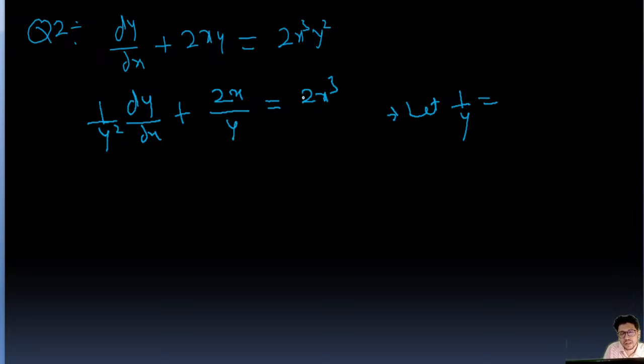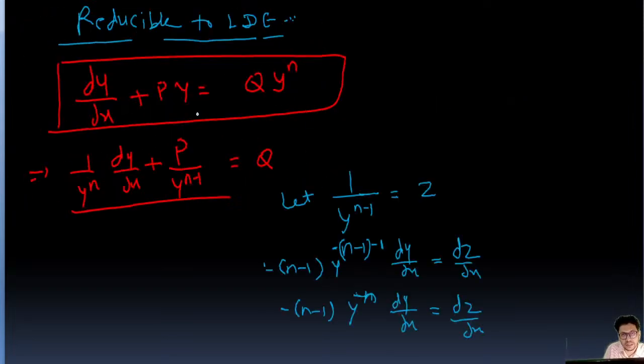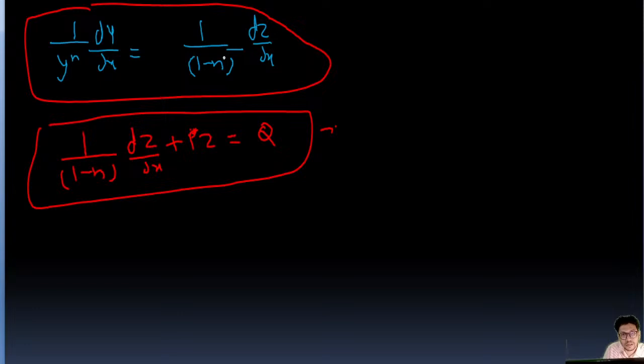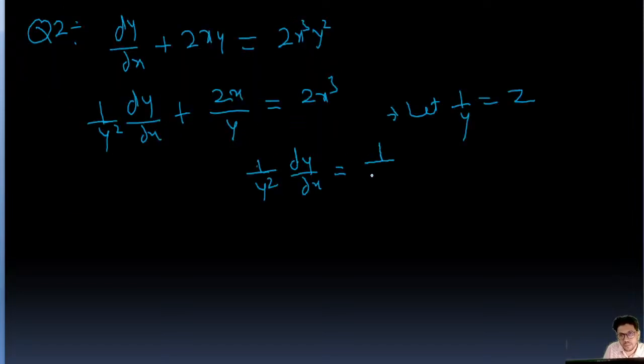So n minus 1 is y, right? So 1 upon y equal to z. Okay, and so this term 1 upon y square dy over dx is going to be in this form. This term is going to be 1 upon n minus 1 dz upon dx, so 1 upon 1 minus n, which is 2 here. Okay, and dz upon dx, right? So this is going to be minus dz upon dx.